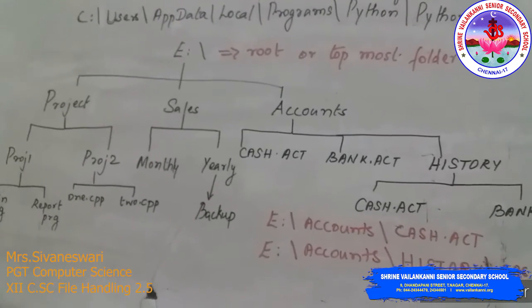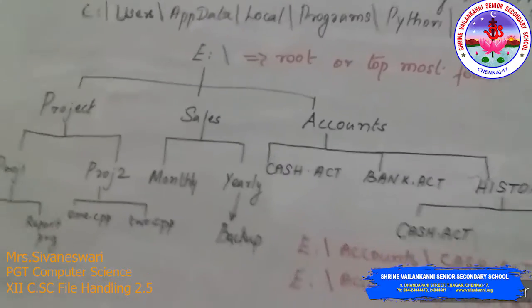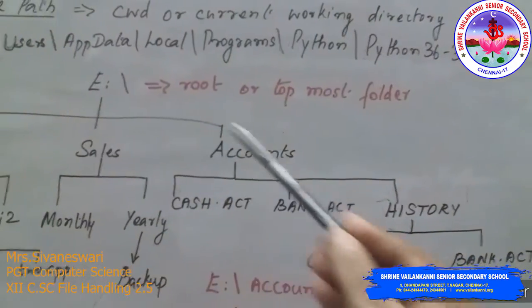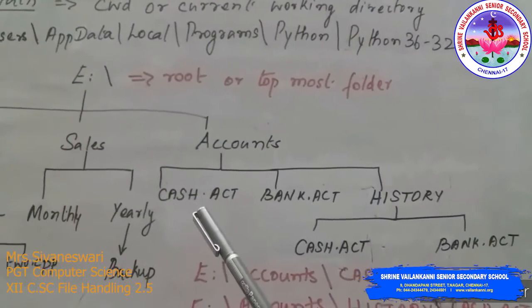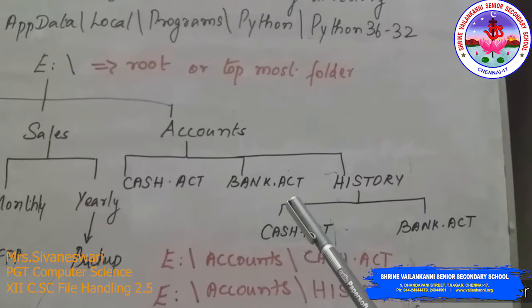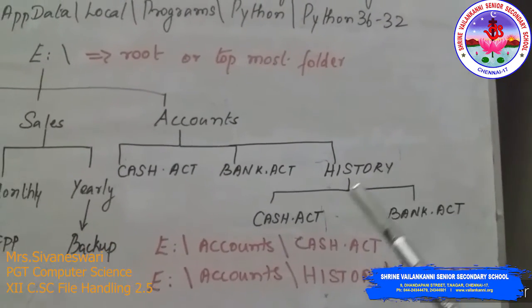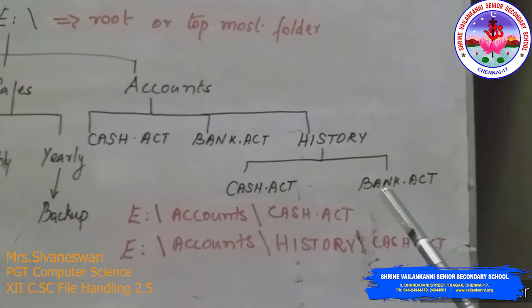This is how we access report.prg from the current directory project 2. Now for absolute path, let's consider the same example but the accounts division. In the accounts division under E:, we see that under accounts we have cash.act as well as bank.act, and here we have one more folder, history, under which we have once again cash.act and bank.act.